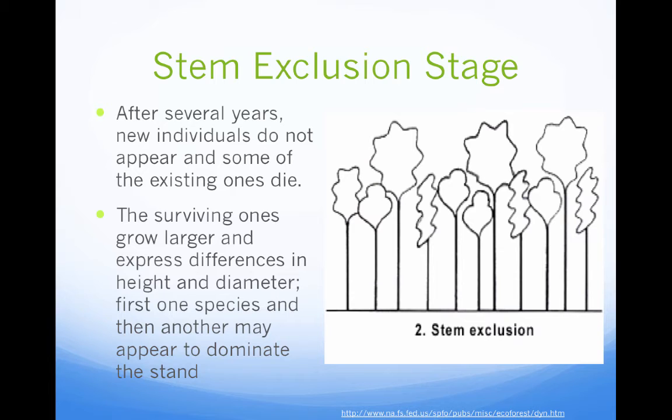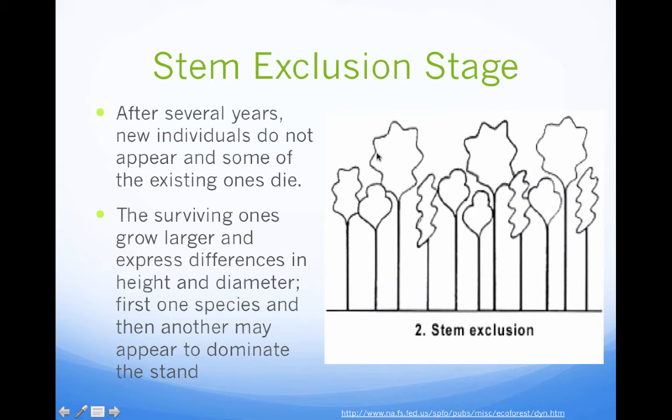Seed came in, individuals started regenerating, these woody plants. So again, I'm talking about trees. So seed, seedlings to saplings, and all of a sudden they've reached crown closure and there's no more growing space. So there's no new individuals appearing, and some of the existing ones start to die. So some of these suppressed individuals start to die. So the surviving ones grow larger and express differences in heights and diameter.